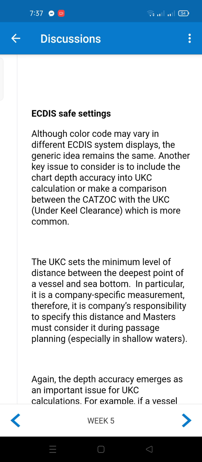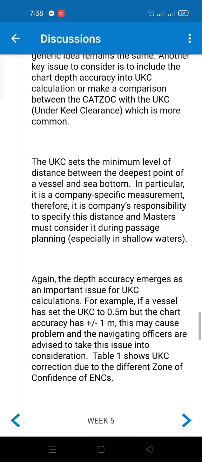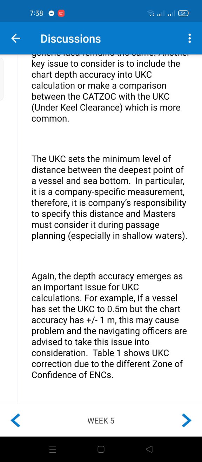Another key issue to consider is to include the chart depth accuracy in the UKC calculation or make a comparison between the CATZOC and the UKC, which is more common. The UKC sets the minimum distance between the deepest point of a vessel and the sea bottom. In particular, it is a company-specific measurement. Therefore, it is the company's responsibility to specify this distance to masters, and masters must consider it during passage planning.